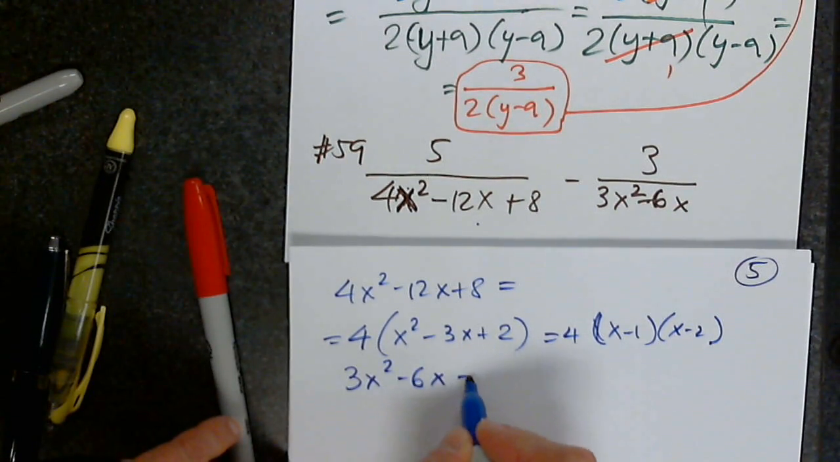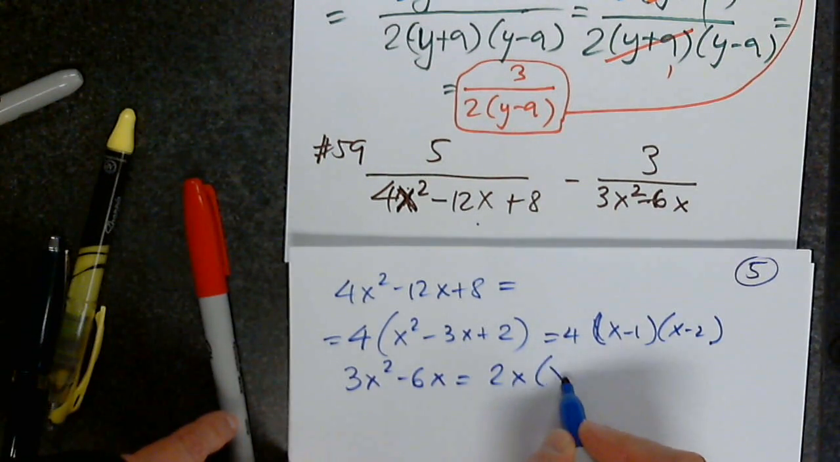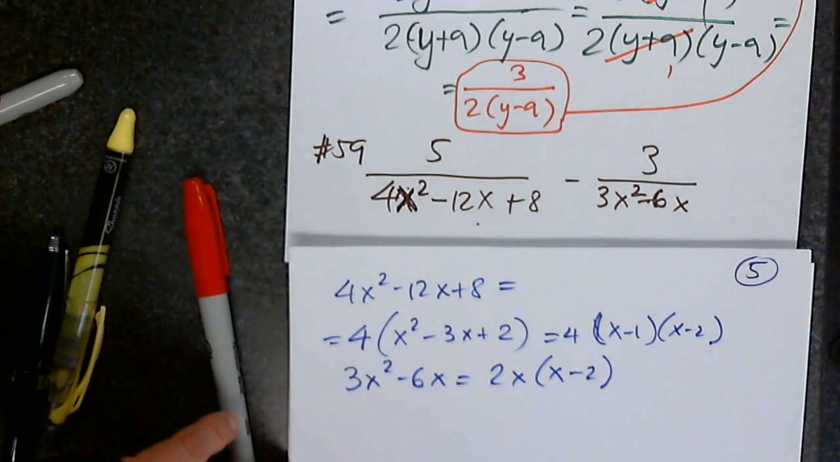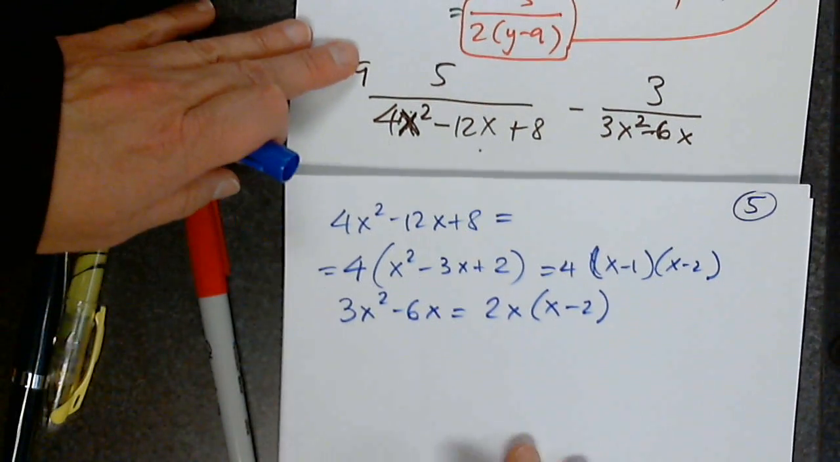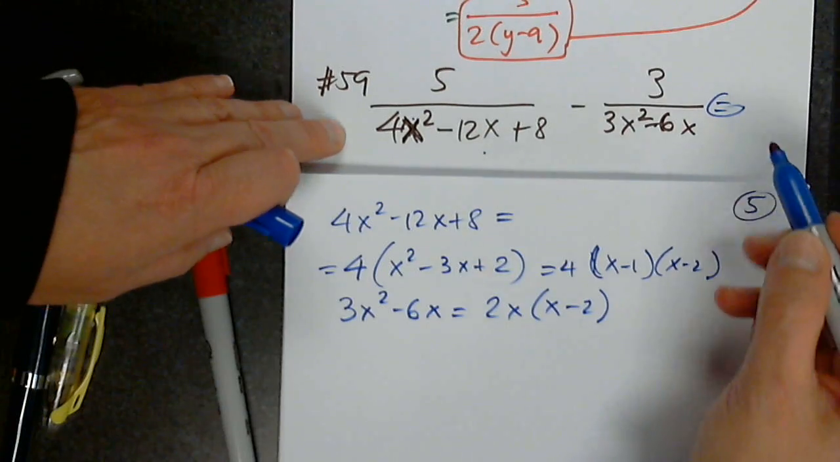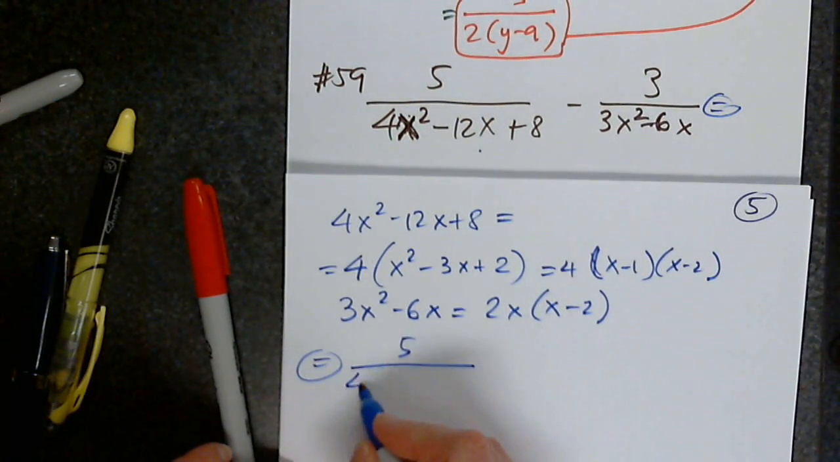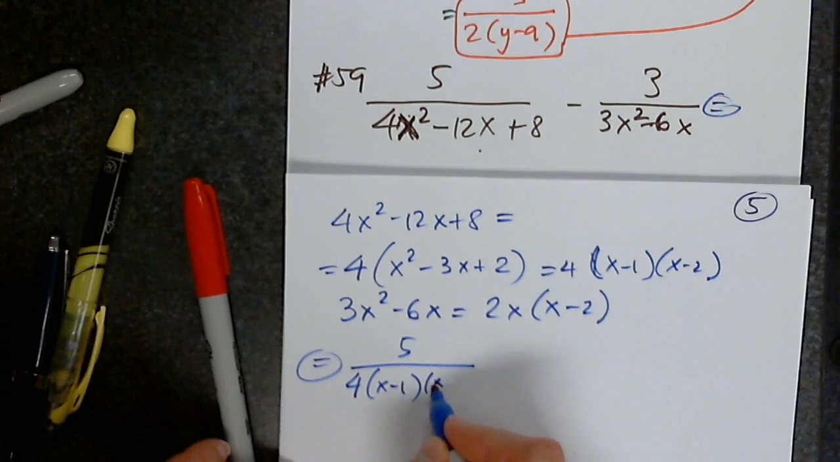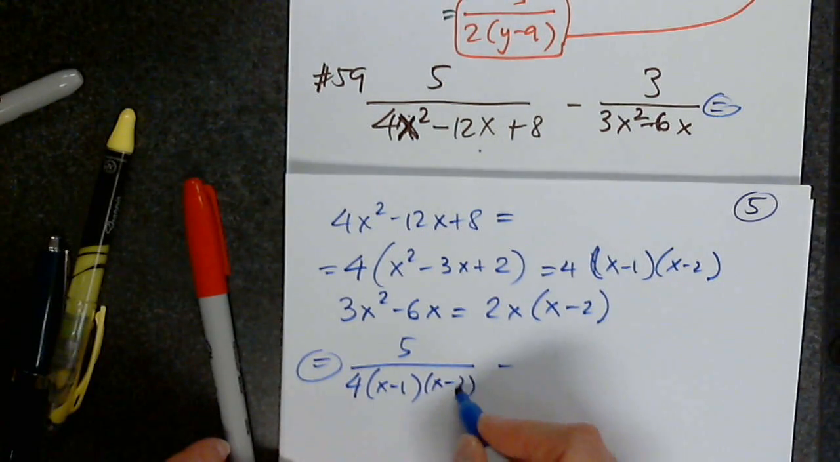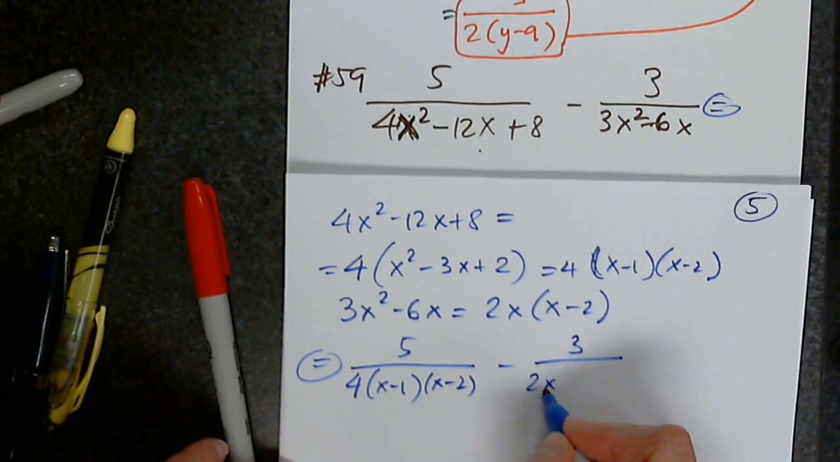3x squared minus 6x. I factor out 3x, and I get x minus 2. So now I go back and rewrite the whole thing as 5 over 4 times x minus 1, x minus 2, minus 3 over 3x, x minus 2.